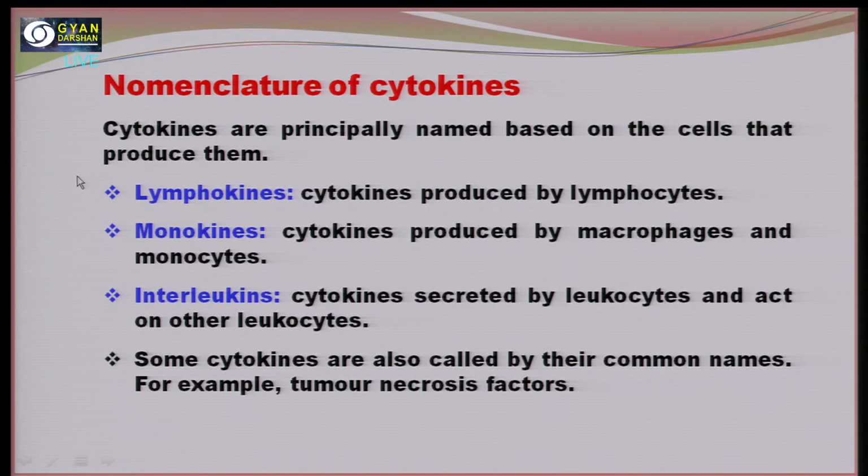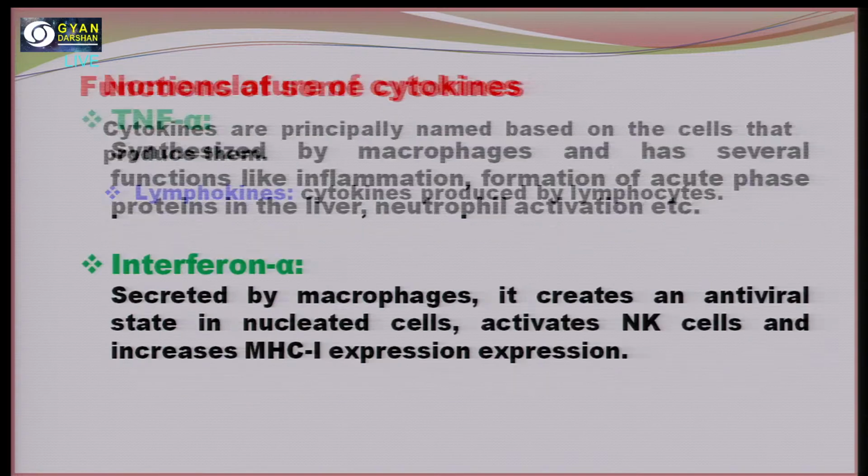Another thing I want to discuss is the nomenclature of the cytokines. Cytokines are principally named based on the cell that produces them. One is the lymphokine, a cytokine produced by lymphocytes. Monokines are cytokines produced by macrophages and monocytes. Interleukins are cytokines secreted by leukocytes that act on other leukocytes. And some cytokines are also called by their common name, for example tumor necrosis factor.